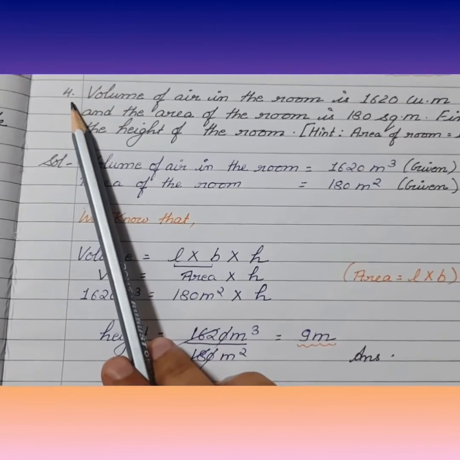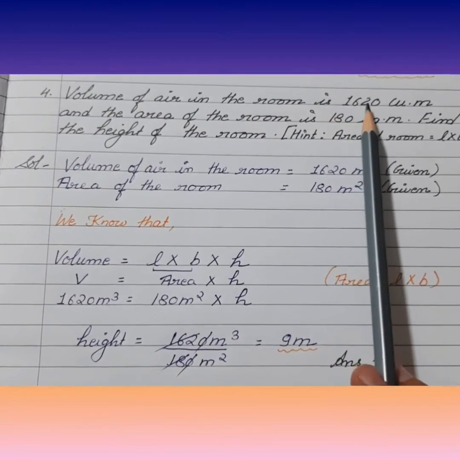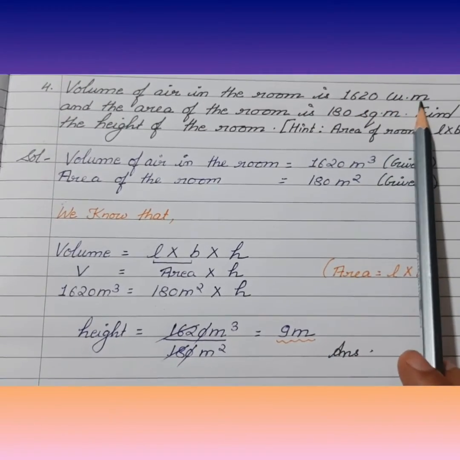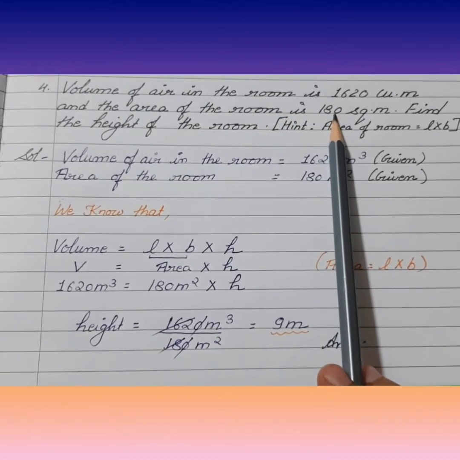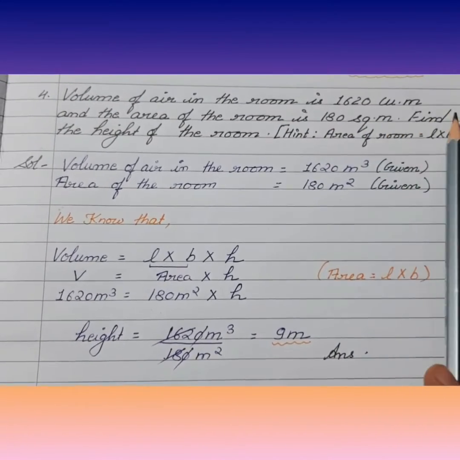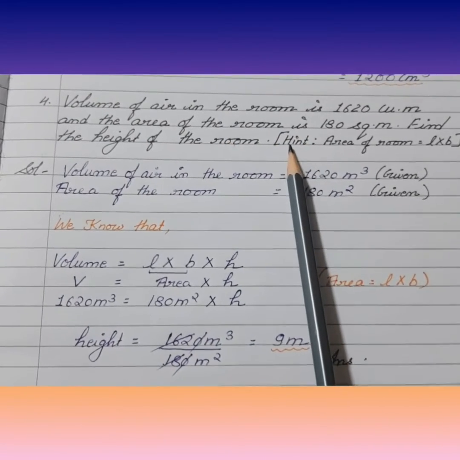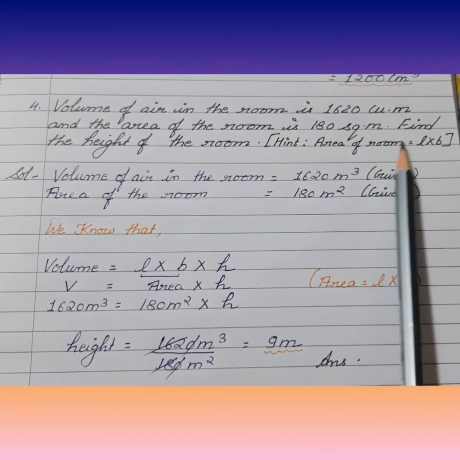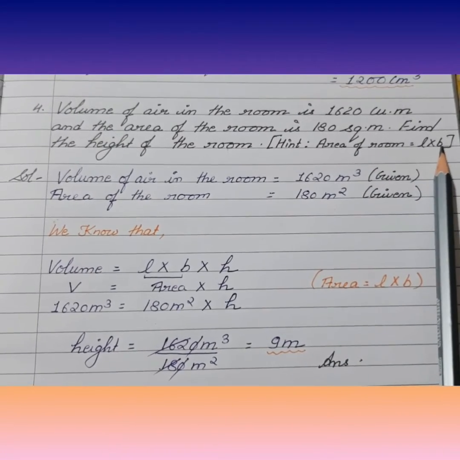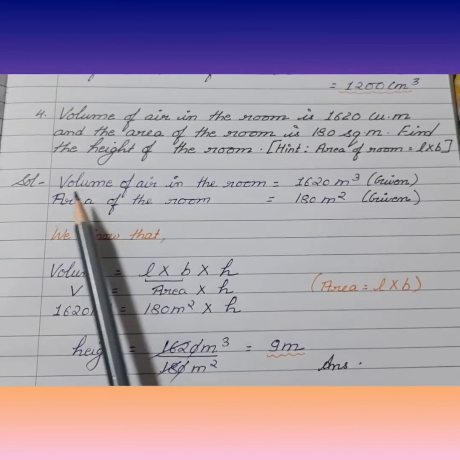Now look at question number 4. Volume of air in the room is 1620 cubic meter and the area of the room is 180 square meter. Find the height of the room. In this question, you can see one hint is also given. Area of room is equal to length into breadth.